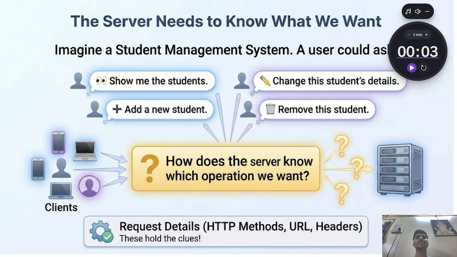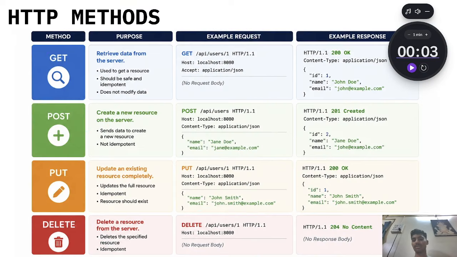For example, imagine a student management system. A user could say, show me the students, add a new student. Now these are done through the HTTP methods. For example, methods like get, post, put, and delete, which are similar to the CRUD operations that we use in basic MySQL and MongoDB. Here you can see the basic syntax has been given for each of the operations.